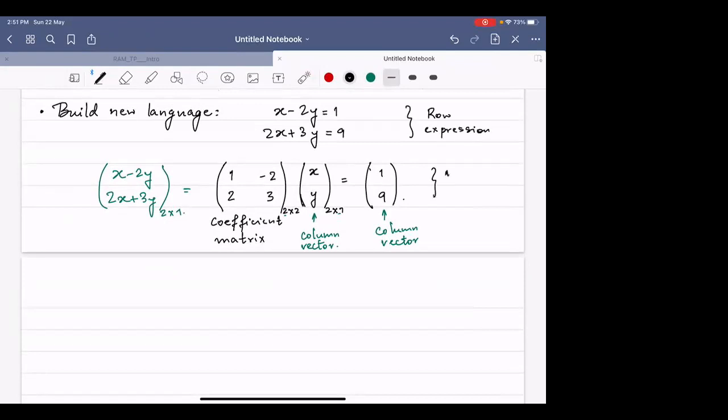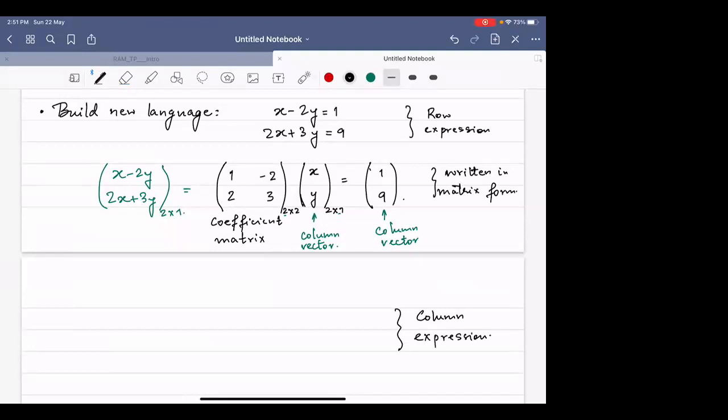This is the row expression, written as a matrix, or written in matrix form. And one more way of expressing this whole business is what I will call the column expression. Because the same equations I can write in the following way.